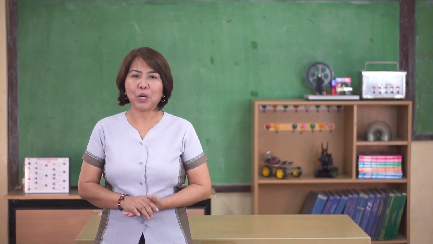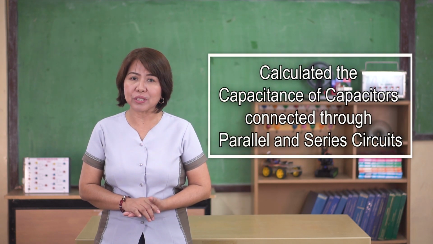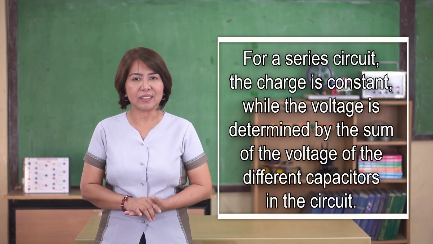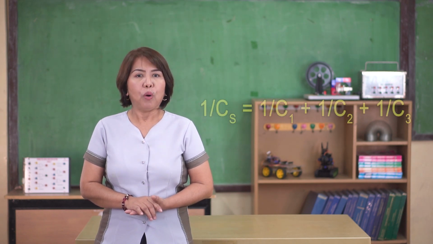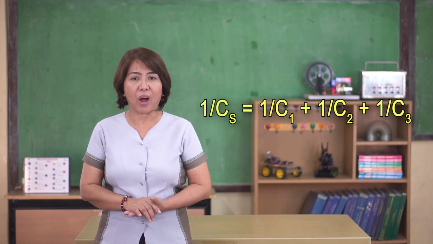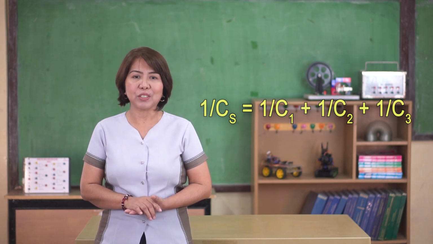In this episode of Agham Alam Hub, we calculated the capacitance of capacitors connected through parallel and series circuits. For a series circuit, the charge is constant, while the voltage is determined by the sum of the voltages of the different capacitors in the circuit. The formula to determine the total capacitance is 1 over C sub S is equal to 1 over C sub 1 plus 1 over C sub 2 plus 1 over C sub 3 and so on.